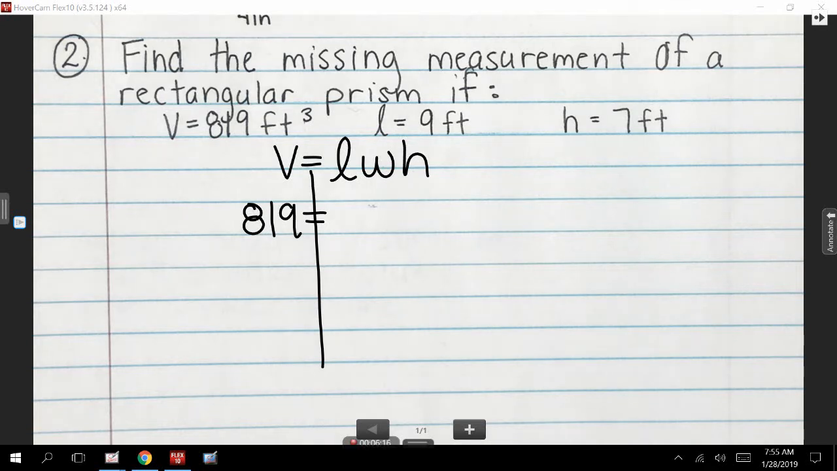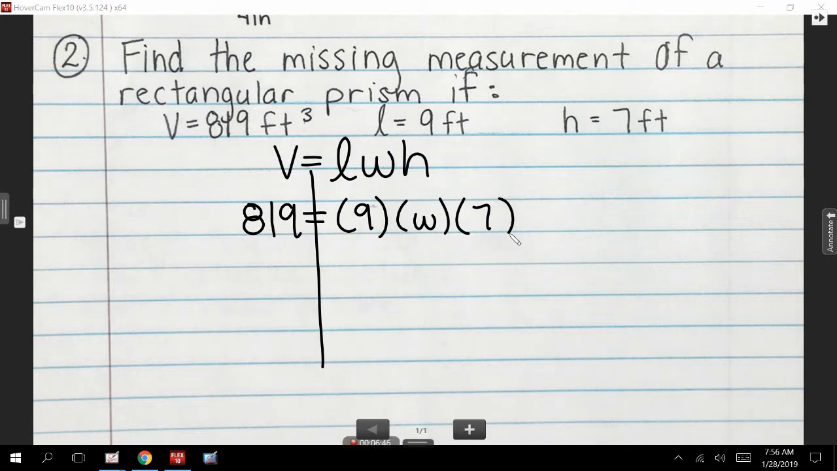What else does it tell me? What else do I need? Micah? The length is 9 and the height is 7. So it says the length is 9, so where L is, I put 9. What am I going to put where W is? Just the W. Very good. So I'm going to leave my W. If you want to put parentheses, you can. And then what was our height? 7.